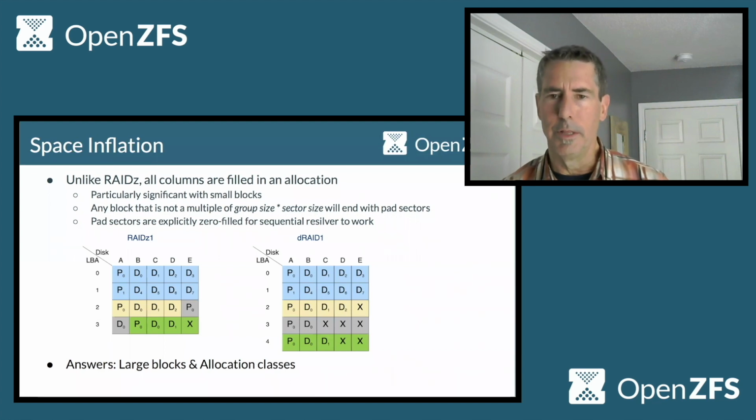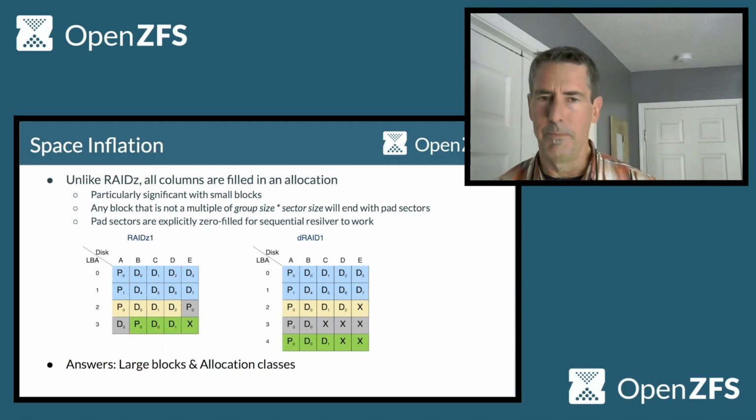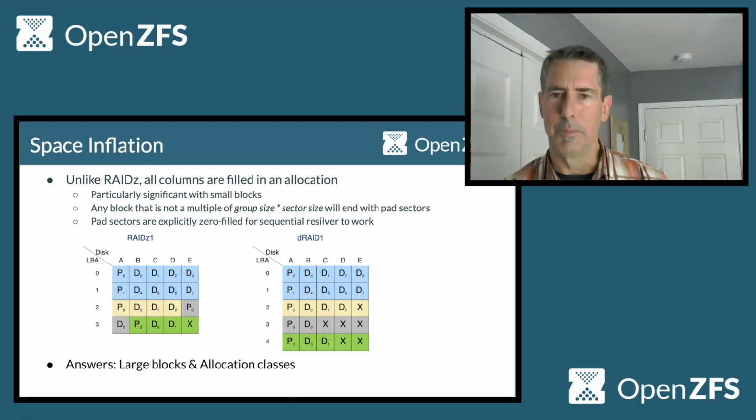What's also important to realize here is that in dRAID, we explicitly zero fill these extra sectors. So when we write them, we actually have to write out zero filled writes to fill these sectors. That's important from the sequential resolver perspective, because we need to be able to evaluate parity from arbitrary rows where we don't know where the data is and where the fill blocks are. The zero filled data is critical to us.